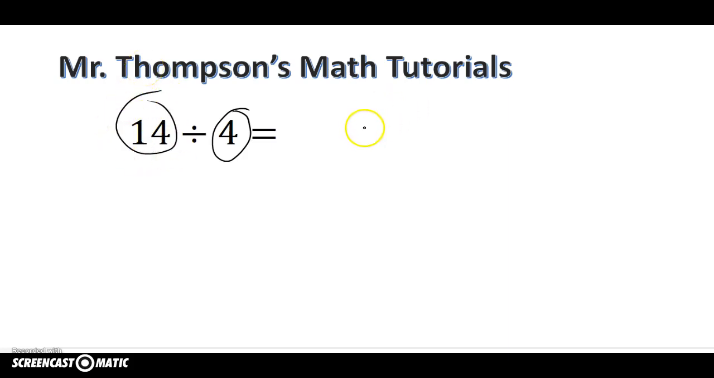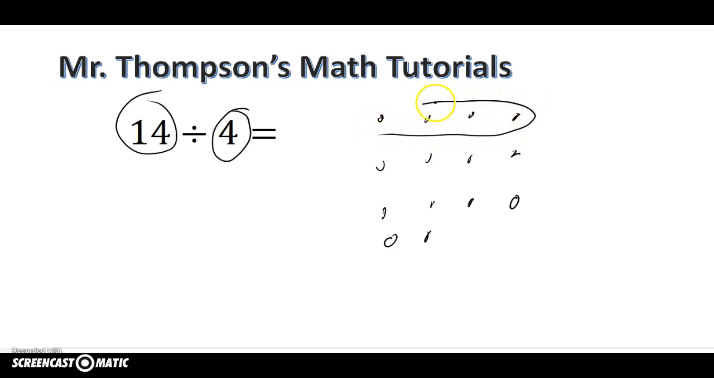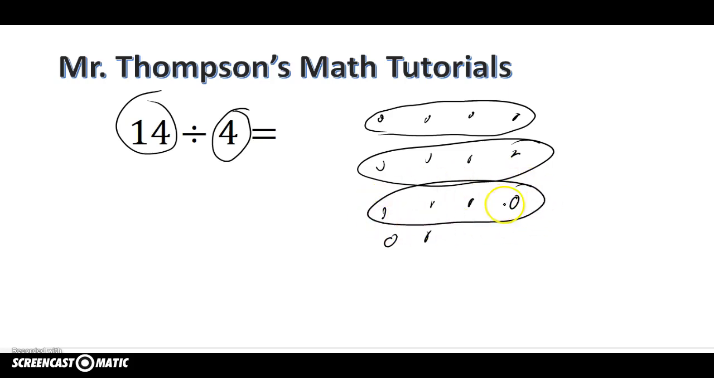If I think about that, I'm just going to draw a quick picture. That would be 14 different things. So here's 8, 12, 14. So here's 14 little circles, and I'm looking for groups of 4. We can see that there's one group there, one group there, and one group there. So I can see that there are 3 whole groups of 4 in 14.